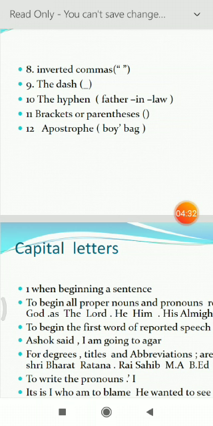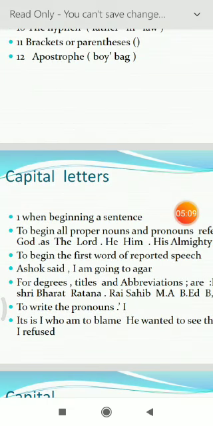Rule two: to begin all proper nouns and adjectives derived from them, such as Moon, Sun, Delhi, the Himalayas, the Ganga, India, China, Chinese, etc. The first letter of these words must be a capital letter. Rule three: all nouns and pronouns referring to God, such as the Lord, He, Him, His, the Almighty, must begin with capital letters.